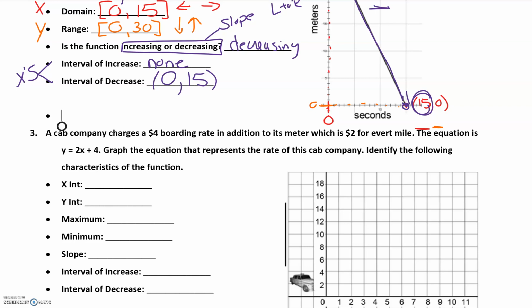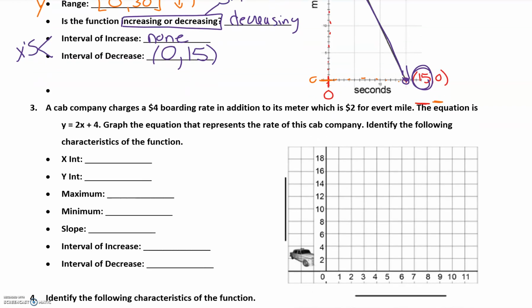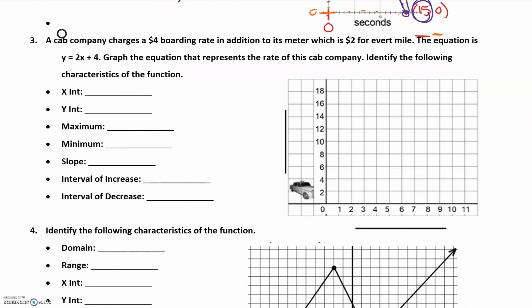All right, welcome back to our Unit 2, Day 3 notes on characteristics of linear functions. We're going to move to number 3 here. It says a cab company charges a $4 boarding rate in addition to its meter, which is $2 for every mile. Sorry, that shouldn't say ever, it should say every mile. The equation is y equals 2x plus 4. So I've given you the equation.